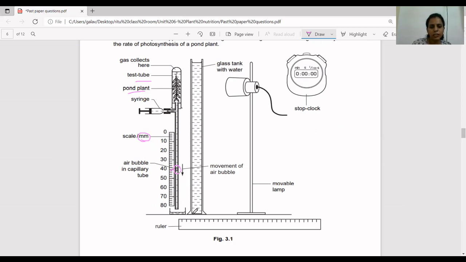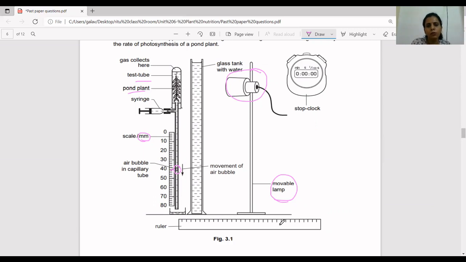And this entire experimental setup is receiving light. So this is a table lamp, which is a movable lamp. Here at the bottom a ruler has also been kept to note the distance of the lamp from the plant, because in this experiment we are investigating the effect of light intensity on the rate of photosynthesis. Hence the amount of light provided to the plant should be kept on changing. Then only will we be able to identify that when this much light has been provided to the plant, this is the rate of photosynthesis.